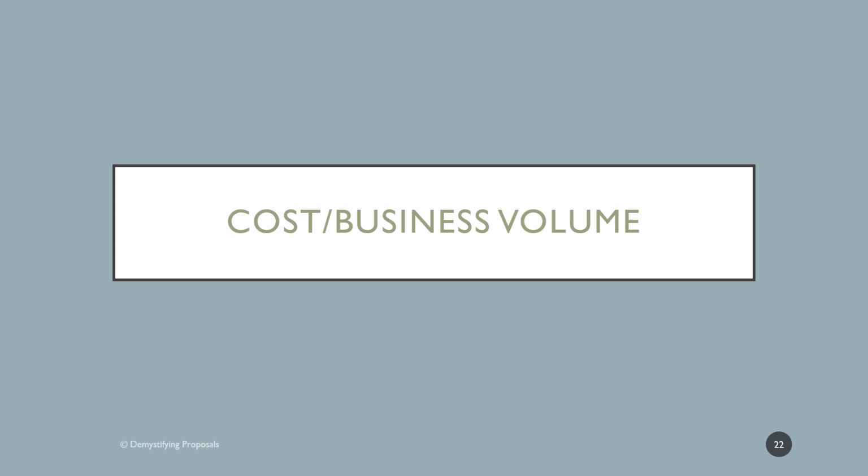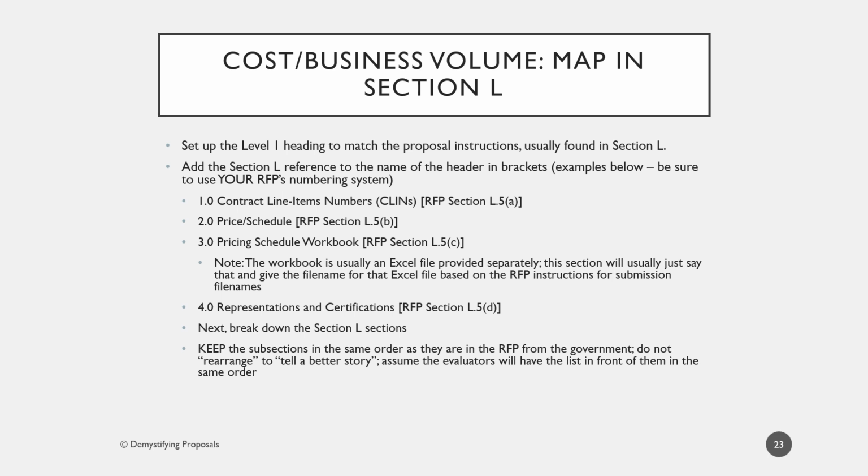In this section, we'll talk about how to outline the cost volume or the business volume. For the most part, the outline will look very similar to that of the technical volume. First, you map in section L and make sure that your level 1 headings match the proposal instructions at the highest level. Those are usually found in section L. So, for example, the first section might be contract line item numbers, and the second section might be price schedule.